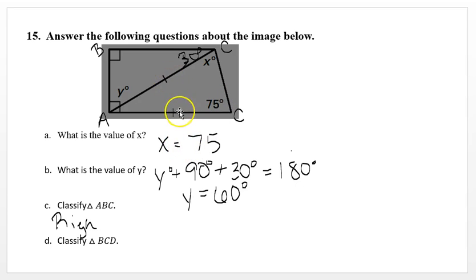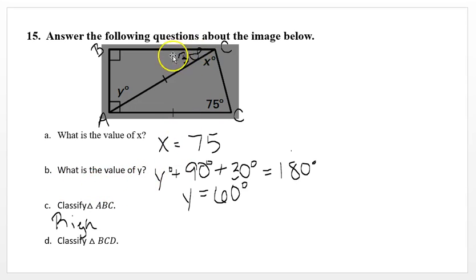Well, these two little segments that are being shown congruent tell us that this triangle right here is an isosceles triangle, which means that our two base angles are going to be congruent. Therefore, x is equal to 75, like I have written right here. And then it says, what is the value of y?